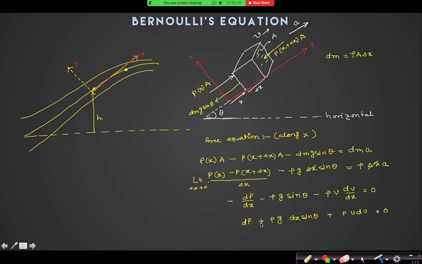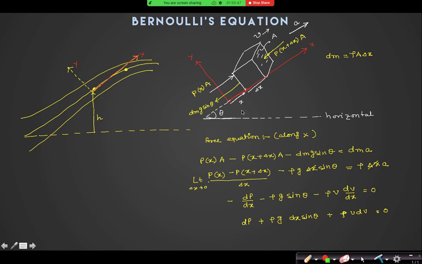Sir, I have a doubt about the rho v dv by dx part. Acceleration is equal to v dv by dx, or not? x is the small displacement along this line. Acceleration is equal to v dv by dx. Do you remember that formula? We have done that in kinematics. If you do not remember, just check kinematics.